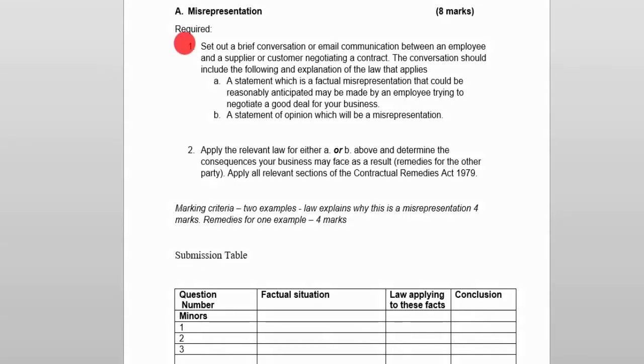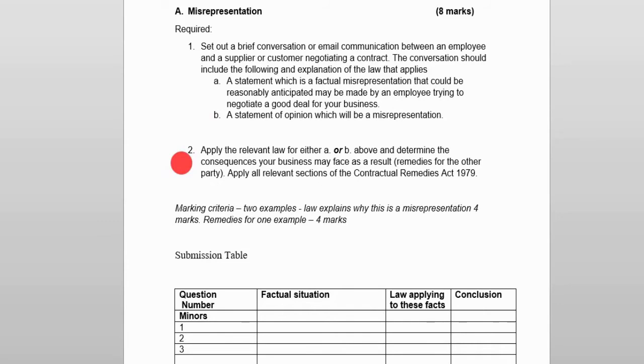One is to set out the conversation between an employee and a customer, and it needs to have a statement of fact which is incorrect, so it's a misrepresentation. And secondly, a statement of opinion which you believe could be a misrepresentation. Once you've got through those two steps, you have two misrepresentations which you can be sued for. And so you're going to go to remedies and simply look at the two remedies of damages and cancellation.